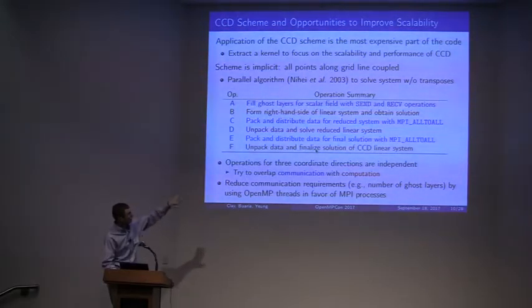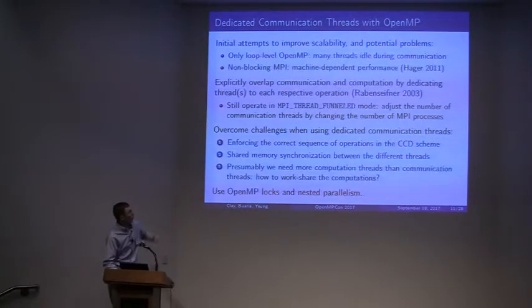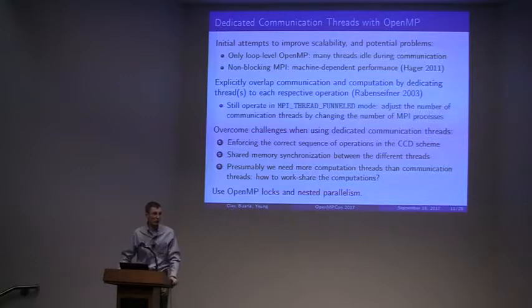So we want to see how we can use OpenMP to maybe improve scalability of our application by overlapping communication and computation. Okay, so how do we go about doing this? Well, we tried many different approaches, and then we finally converged on something that worked best.